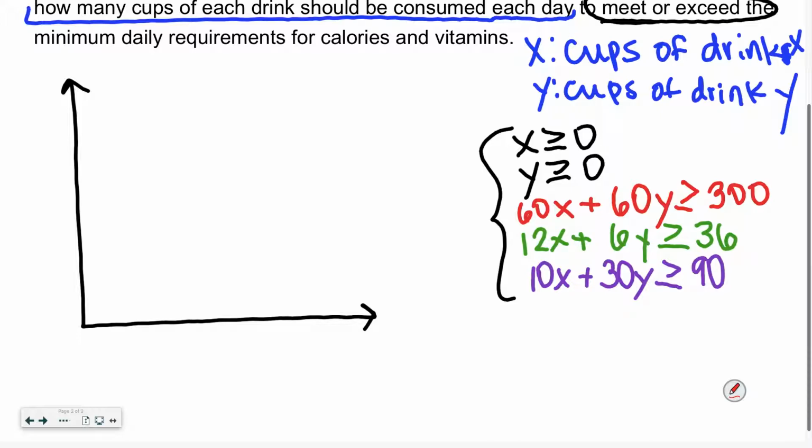And we're thinking of the equation, okay, let's not worry about the inequality right now. What would our y-intercept be if 60y equals 300? Okay, so 1, 2, 3, 4, 5. And what about our x-intercept? 60x equals 300. 5. Also 5.